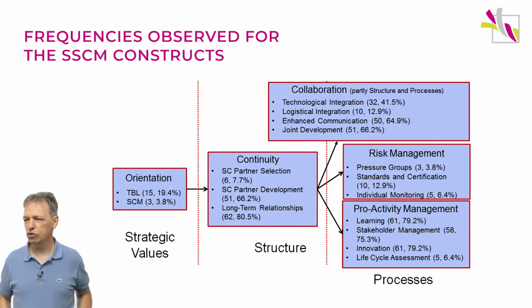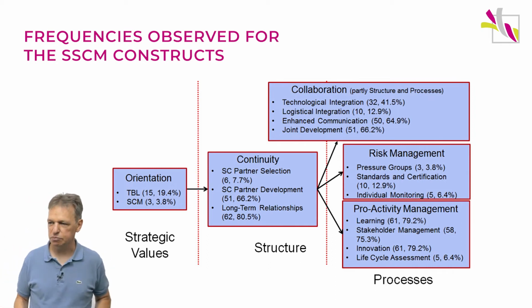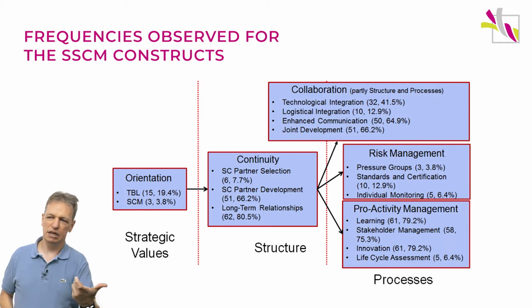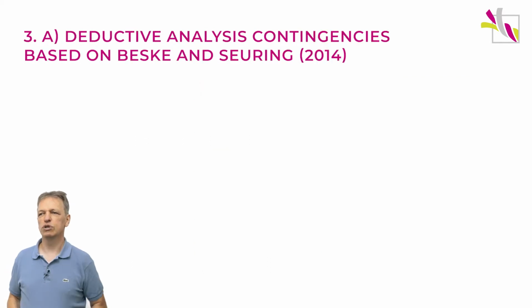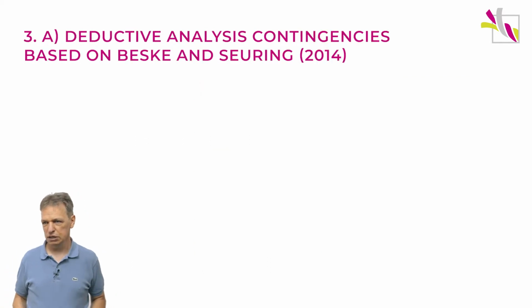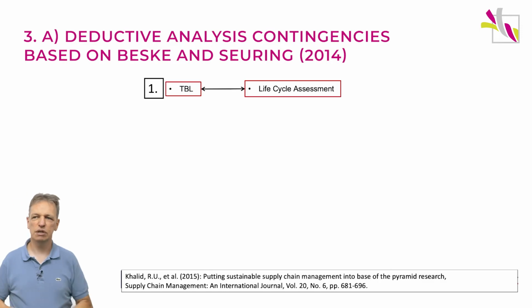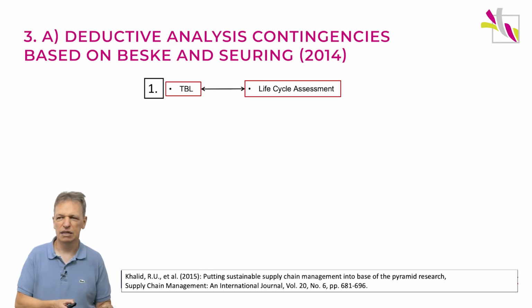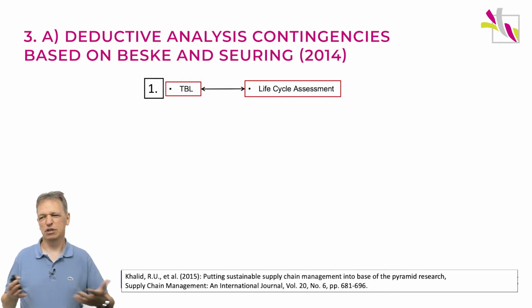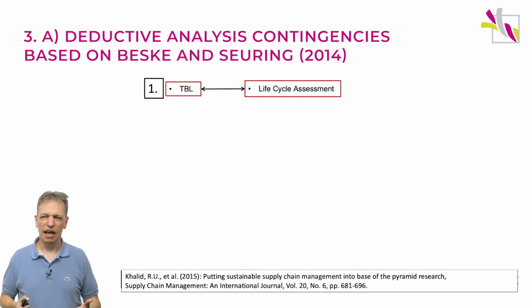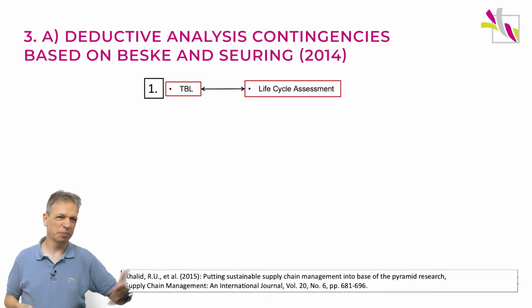I don't have to go through all of these findings. Let me rather turn to, we did the same then again. You put the frequencies into SPSS. You look at which factors are contingent to each other. And this is what I will explain here a bit more into detail. The first one that we found is through the bottom line and life cycle assessment being connected to each other. This is a bit of a sideline. And let me be honest, I would most likely not mention it in the paper anymore because it's an outlier.